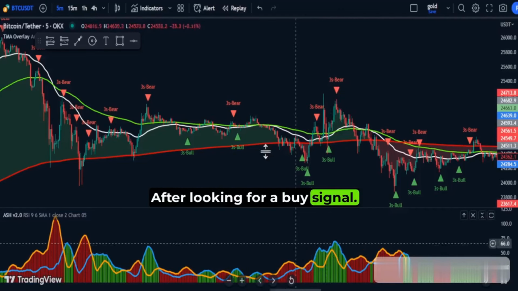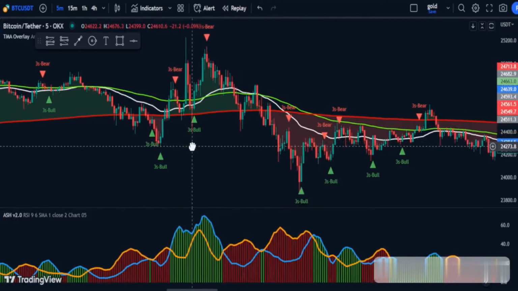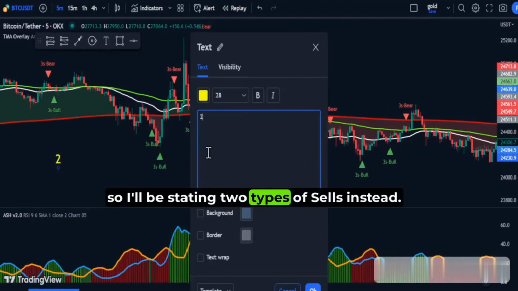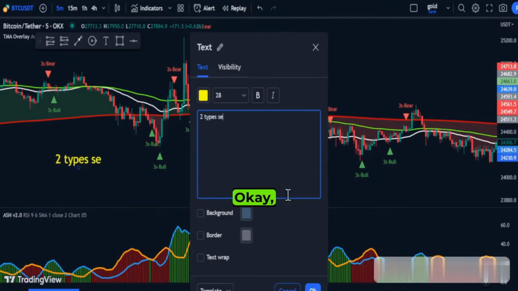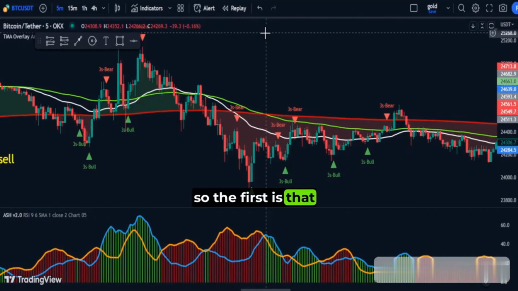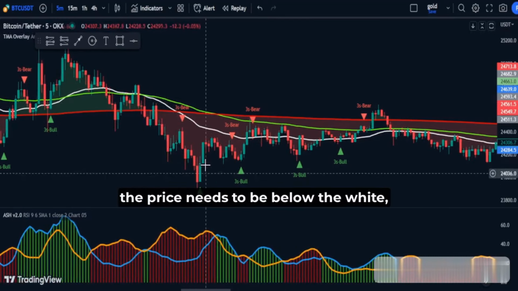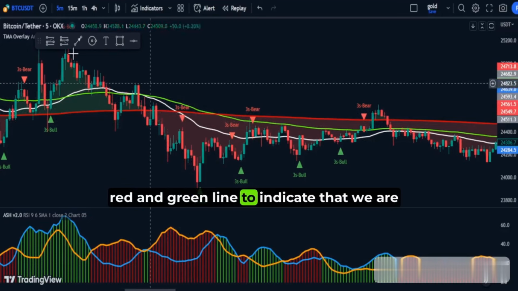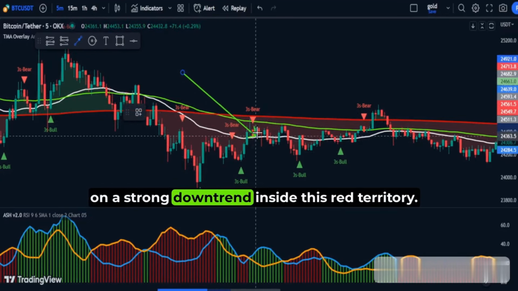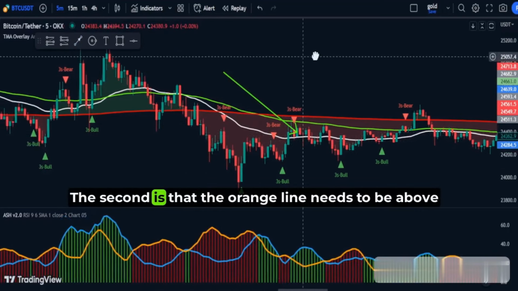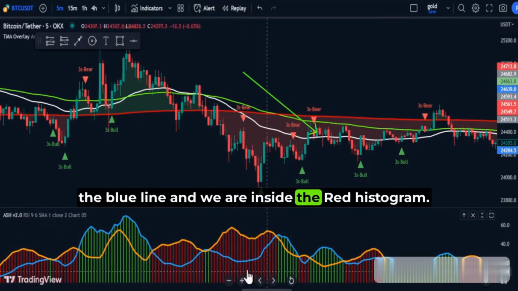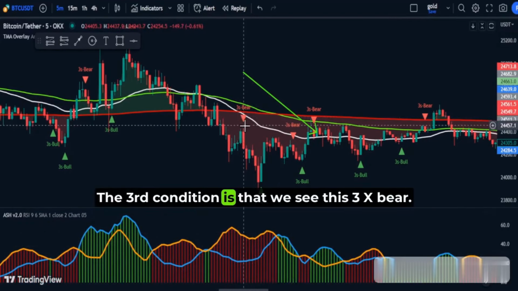After looking for a buy signal, now we'll be looking for a sell signal. For the sell signal, it's a bit hard to spot, so I'll be stating 2 types of sells instead. The first is that the price needs to be below the white, red, and green line to indicate that we are on a strong downtrend inside this red territory. The second is that the orange line needs to be above the blue line and we are inside the red histogram. The third condition is that we see this 3x bear.